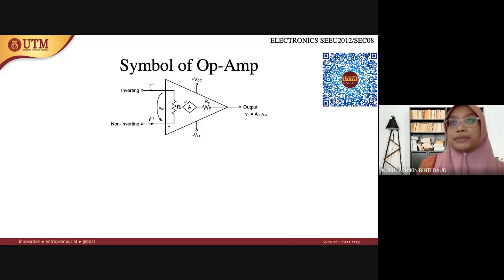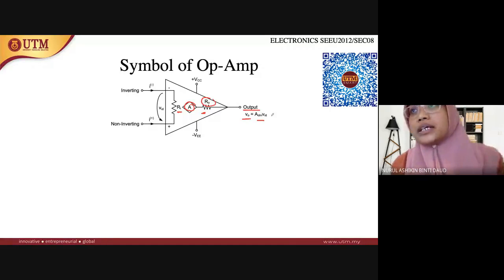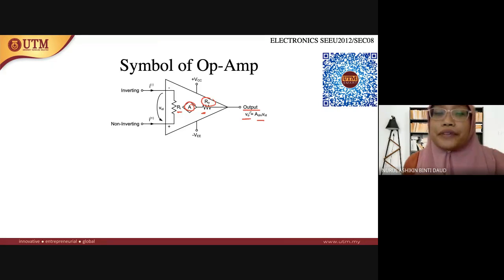These are the input impedances inside the op-amp. A refers to the gain. A is the gain, Ri is the input impedance, and Ro is the output impedance. This is the output value. ADM means the gain with the input, which gives the value of the output voltage.